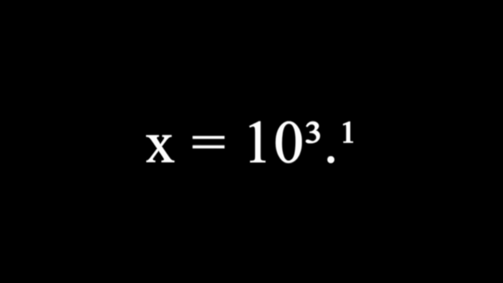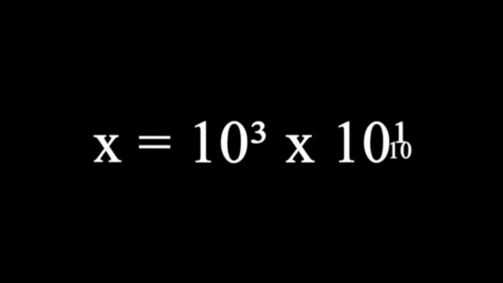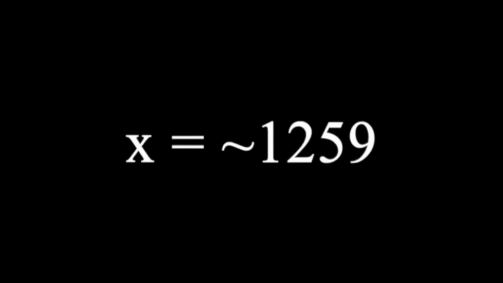the power of 3.1, which we can further expand to 10 to the power of 3 times 10 to the power of 1 over 10, and can be further simplified to 10 times the 10th root of 10, or about 1259. So this means that the 9.1 magnitude earthquake is about 1259 times stronger than the 6.0 magnitude earthquake.